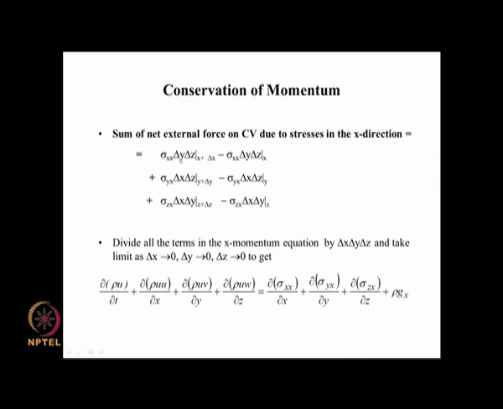you take these two things and divide by delta x, delta y, delta z and take the limit as delta x tends to 0. That gives us sigma xx at x plus delta x minus sigma xx at x, divided by delta x, as delta x tends to 0. You get dou by dou x of sigma xx. These two will give us dou by dou y of sigma yx. Why is it dou by dou y?